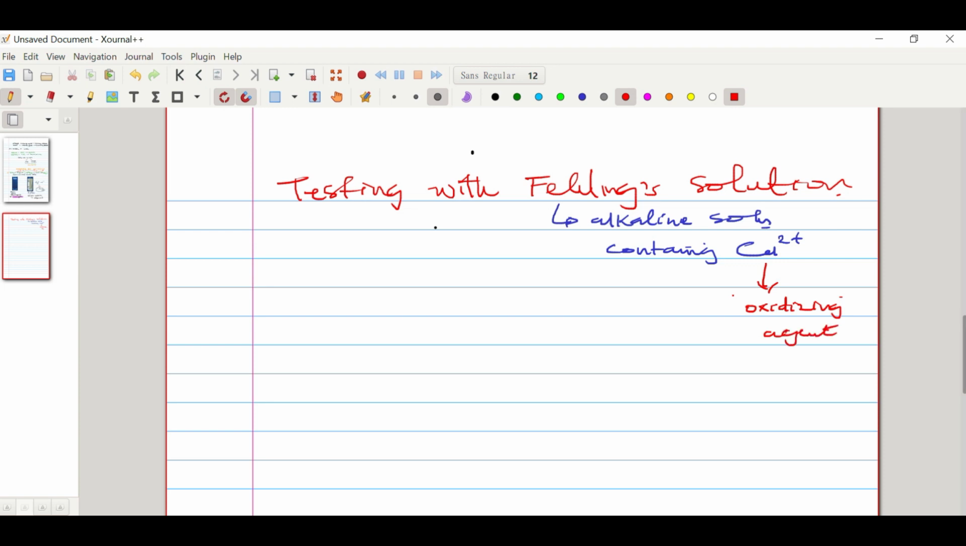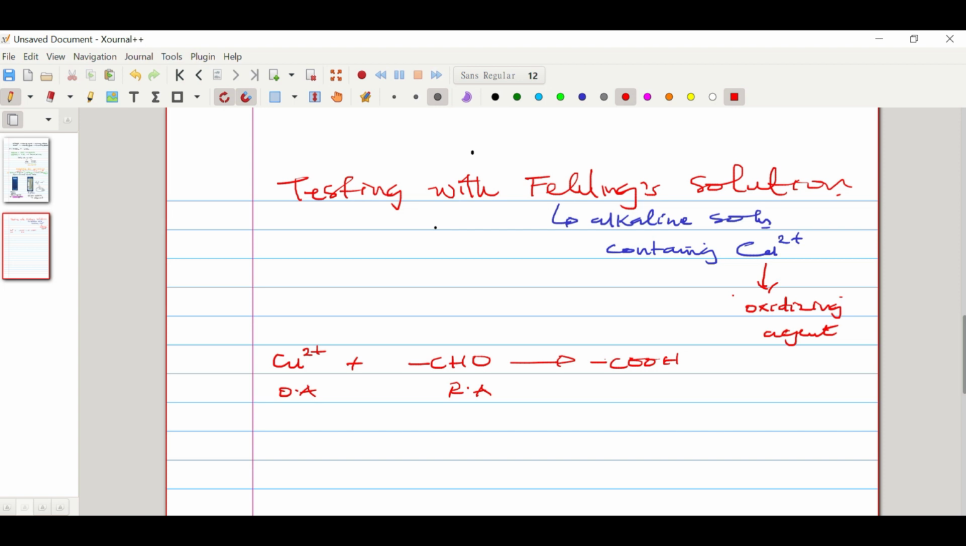So, of course, if copper 2 ion acts as an oxidizing agent, it means our aldehyde will act as the reducing agent. So it's going to be something like this: Cu2+ is going to be the oxidizing agent reacting with the aldehyde. So aldehyde will be the reducing agent. Of course, when the copper 2 ion oxidizes the aldehyde, we are going to have carboxylic acid. So it's going to give us COOH. So it gives us carboxylic acid.